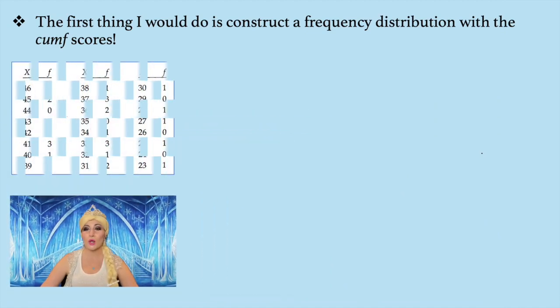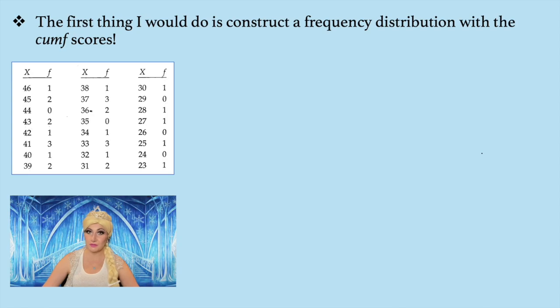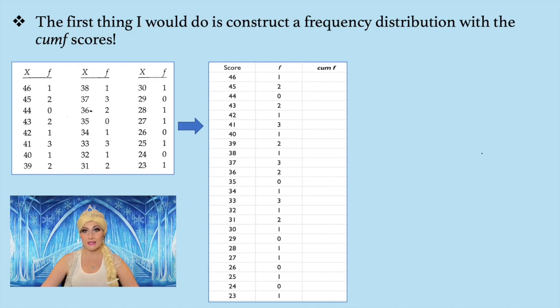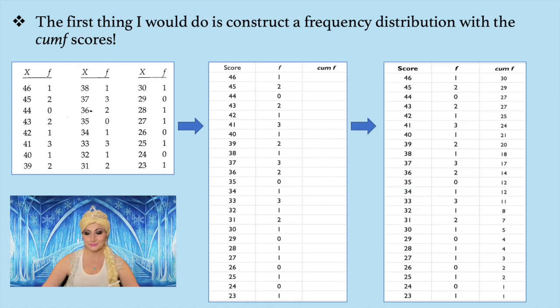Well, the first thing I would do is construct a frequency distribution with the cumulative frequency scores. You cannot construct a cumulative frequency polygon without having cumulative frequency in your distribution. So if this is the data that I started with, the first thing I'm going to do is convert this into one long table of data, which is the beginning of our frequency distribution. I'm going to make a separate column for CumF. CumF is my cumulative frequency. And if you want more information on how to calculate cumulative frequency, please visit Princess Ariel's frequency distribution lecture, where she tells you all about how to do that.